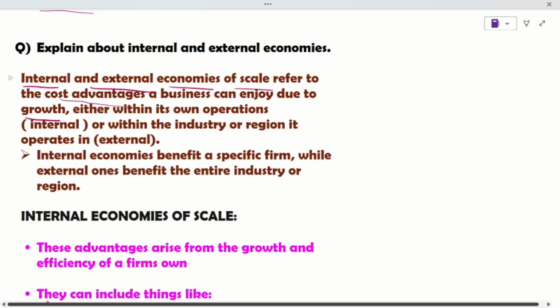Internal and external economies of scale refer to the cost advantages a business can enjoy due to growth. Here, a business can enjoy due to growth either within its own operations, which we call internal, or within the industry or region it operates in, which we call external. Okay, internal economies benefit a specific firm. Firm is a company. While external ones benefit the entire industry or region.